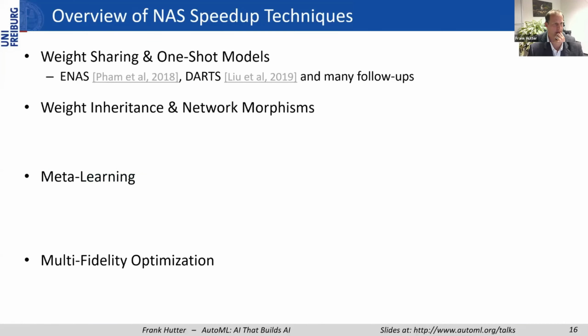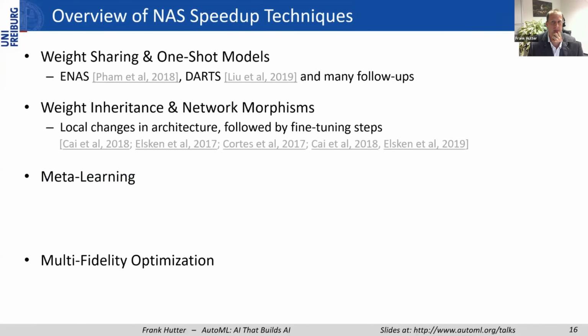There are also weight inheritance and network morphism methods, which exploit that when you locally change an architecture, you can use a network morphism step in order to transfer the weights from the previous architecture to the new architecture, and then just do some fine-tuning steps. Therefore, you can relatively cheaply do local steps in the architecture space and basically do a local search. That saves the time of training the network from scratch every time, since in each step you just fine-tune a bit. And that can lead to very nice speedups.